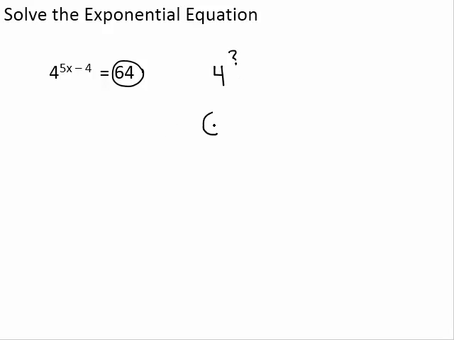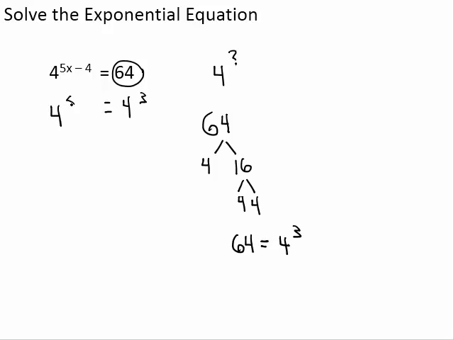To do this, we're going to take 64 and divide it by 4. So we're going to split it up into its factors. 64 is the same thing as 4 times 16. 16 is 4 times 4. So 64 really is equal to 4 to the third power. You can verify this by using your calculator and doing 4 to the exponent of 3.